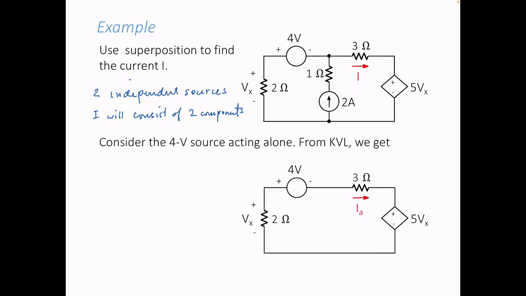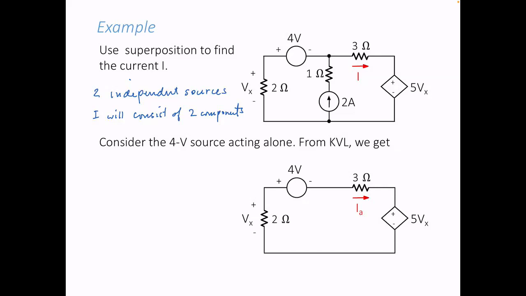So first, we consider the 4-volt source acting alone. If this is acting alone, this becomes an open circuit, naging yung 1 ohm, and so we can take it out. And now you can see that I just have 1 KVL loop here. So let me call the component of I contributed by the 4-volt source, let me call that I of A. So it's now very easy to compute for I of A.